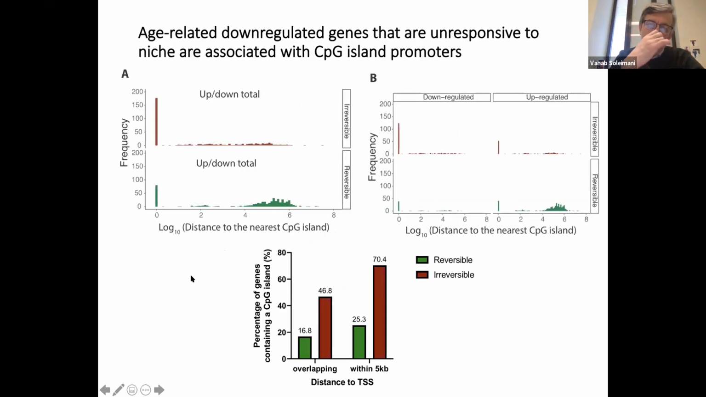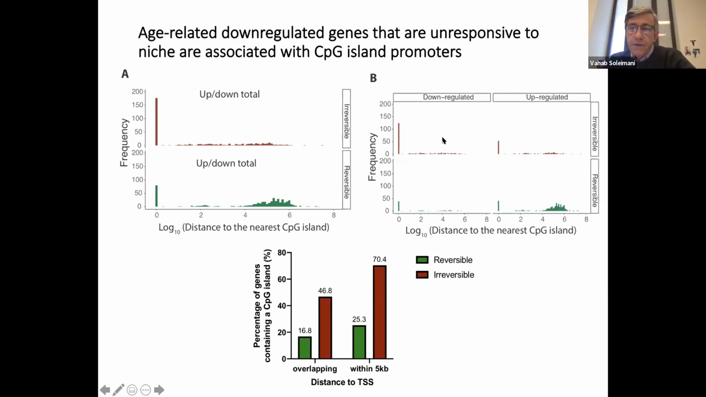So we ask the question, if the repressed genes are not responding to the niche environment because they're methylated, then we should see a difference in the distribution of CpG islands. If you take all of the genes that fall into those categories, then we should see a difference in the distribution of CpGs associated with the promoter, and that's exactly what we see. So here, if we just put the up and down together based on irreversible or reversible, if a gene is irreversible, you have a higher frequency of association of that promoter with a CpG island compared to the reversible.